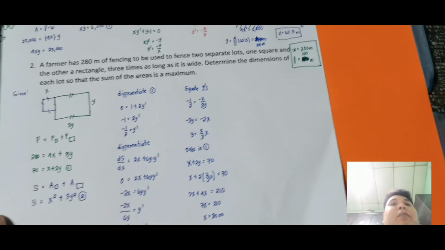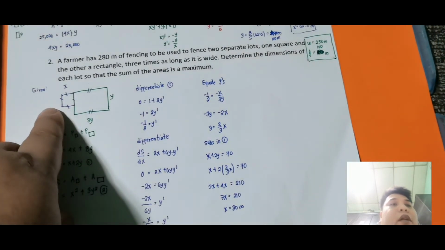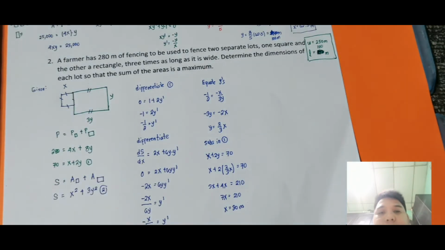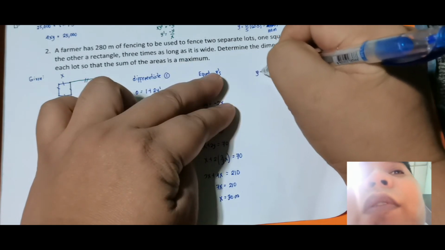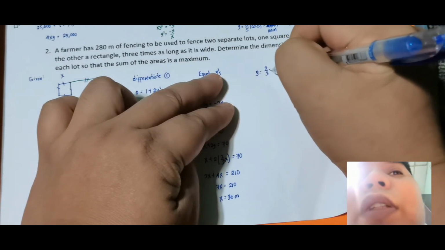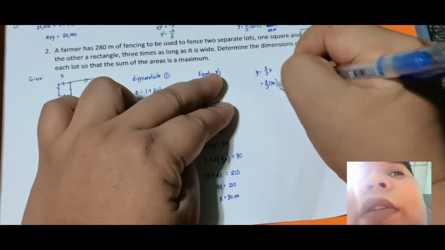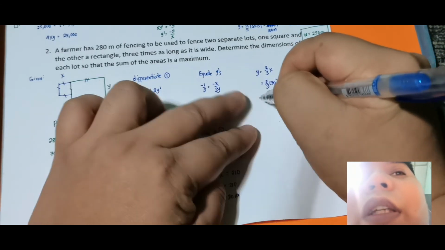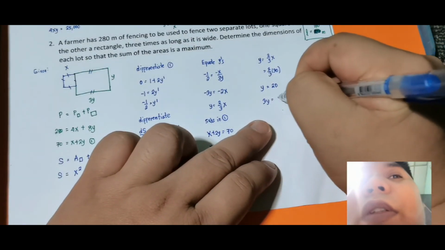Okay, so determine the dimension of each lot. So meaning 30 by 30 yung square. Okay, then yung ating rectangle, yun na lang hanapin natin na sunod. So for rectangle, we have y is equal to 2/3 times x. So this is 2/3 times 30. So this is just 20. So this is y is equal to 20. Wherein 3y is equal to 60.